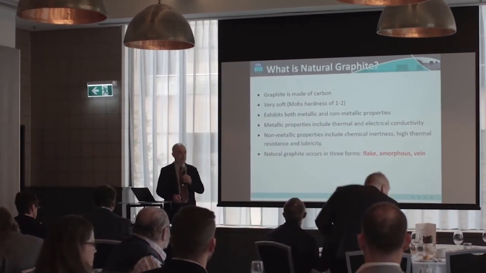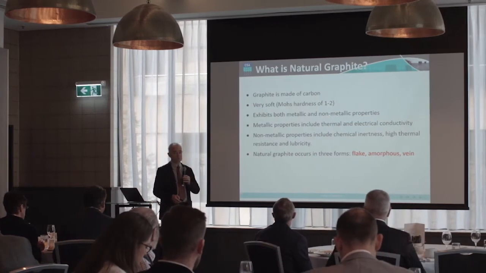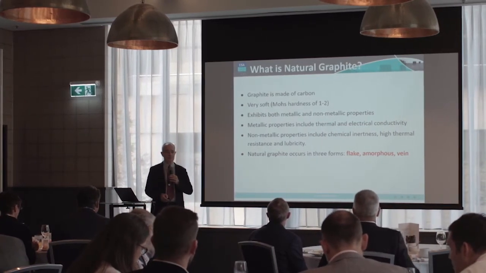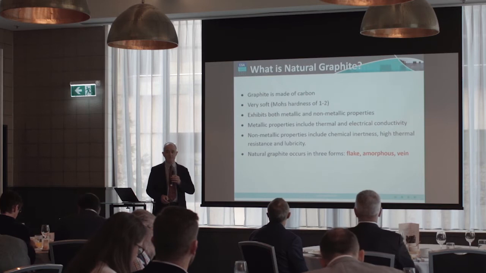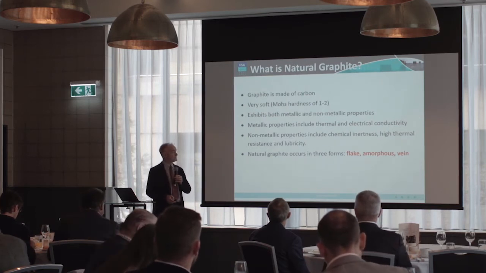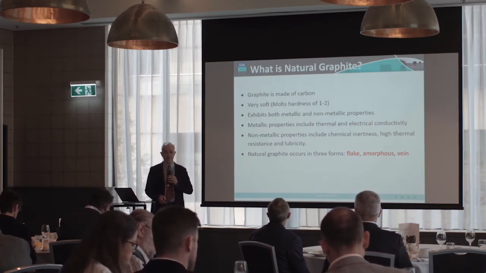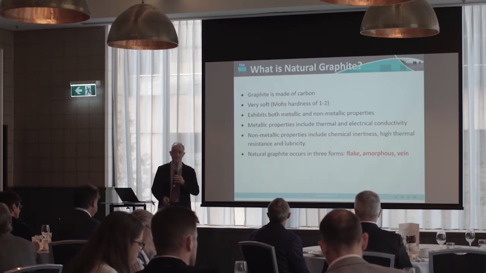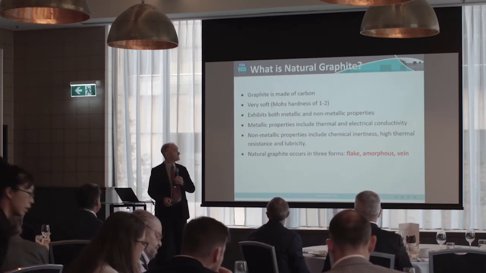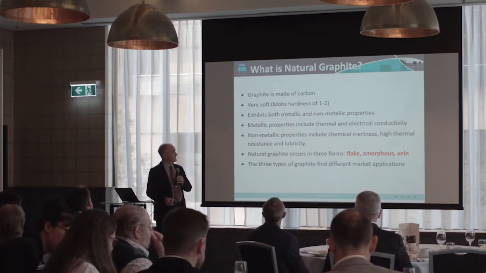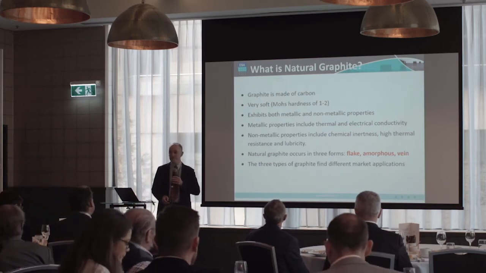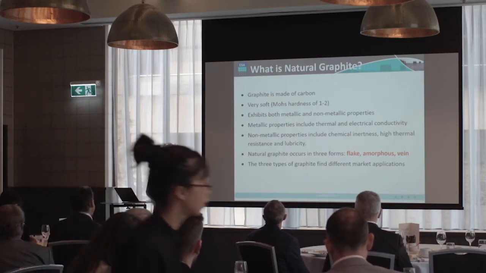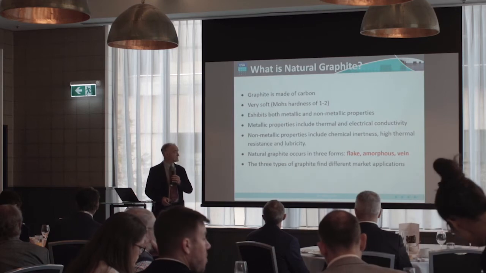And natural graphite occurs in three main forms, certainly as far as commercial sales go. Flake graphite, which is the biggest market, then amorphous, and then vein graphite. And there are samples at the back there if any of you want to have a look at them. And these three types of graphites find different markets, sometimes overlapping, but generally different market applications.